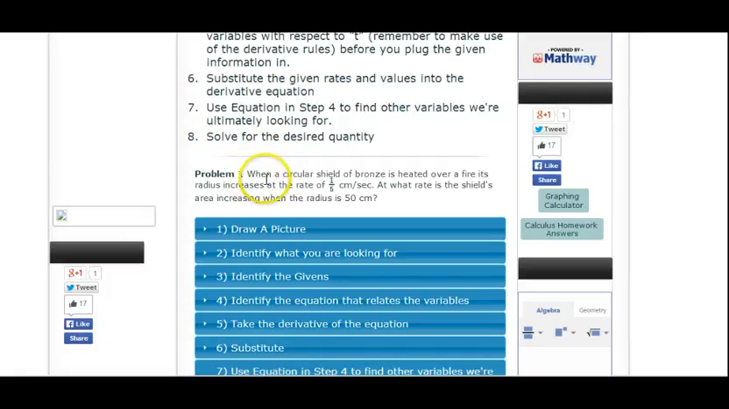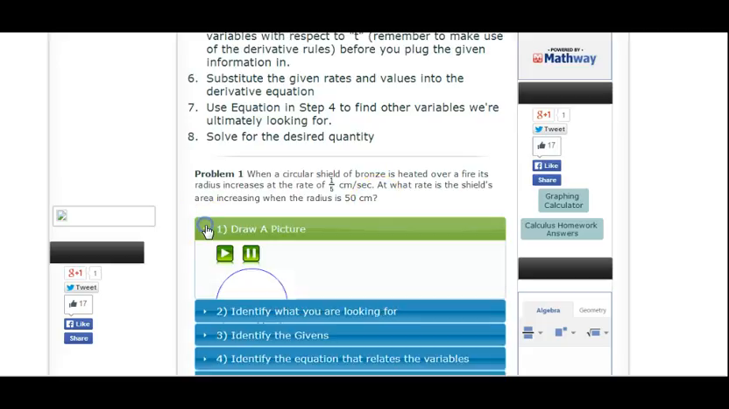So again, you'll be learning more about what related rates are as you go through the materials, but this problem 1 talks about a circular shield of bronze, and when it's heated over a fire, the radius increases at the rate of 1/5 of a centimeter per second. The question you're answering is, at what rate is the shield's area increasing when the radius is 50 centimeters? So you have a lot of things going on here and a lot of pieces to pull out of this.